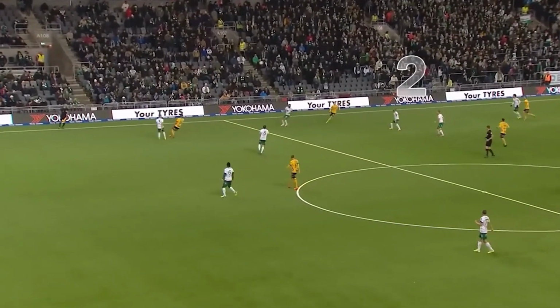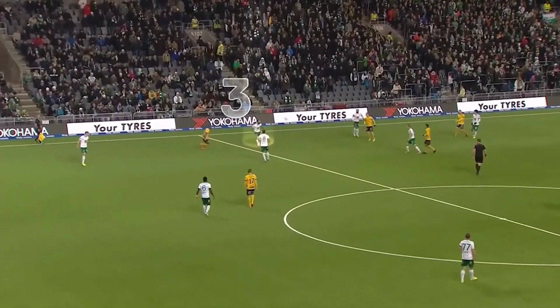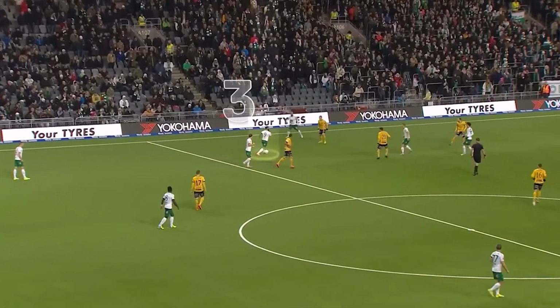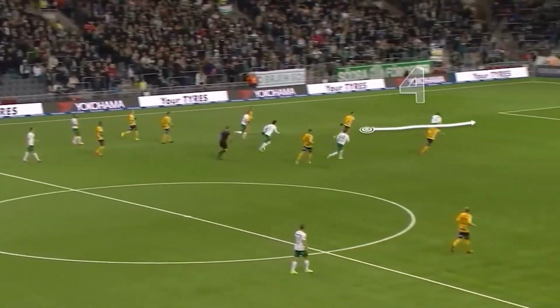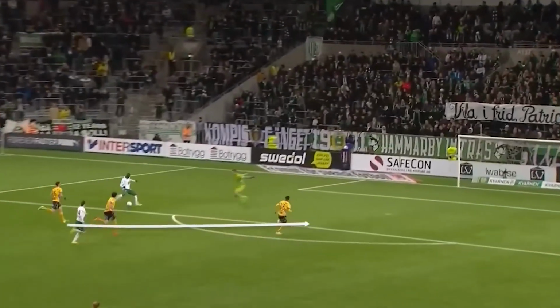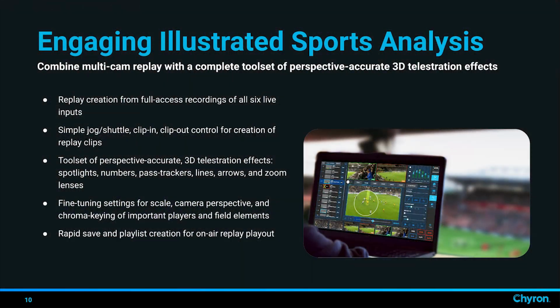You have jog shuttle control to create a replay clip. Once that clip is made, you can start working with it with our tool set of perspective accurate 3D telestration effects, such as spotlights, numbers, pass trackers, lines, arrows, and zoom lenses. We have fine-tuned settings for scale, camera perspective, and chroma keying of important elements on the field. And of course, once you've created your perfect clip, it's very easy to save that clip and get it into a playlist for on-air playout.